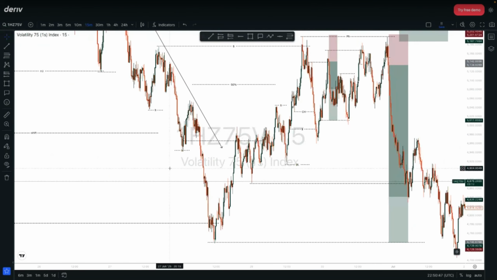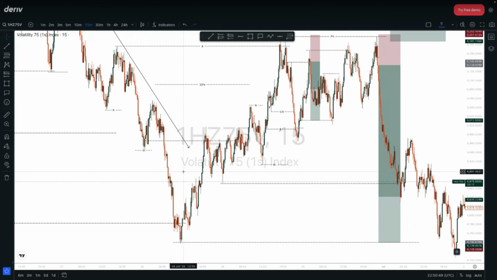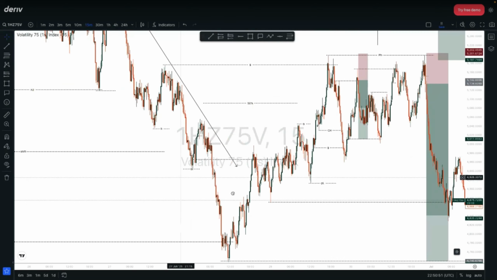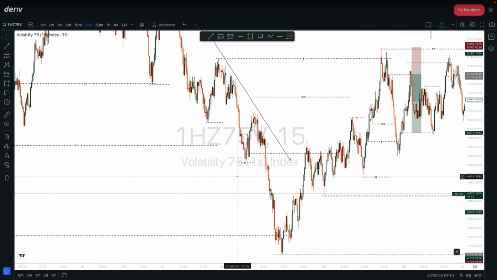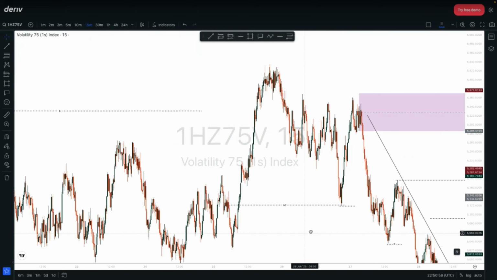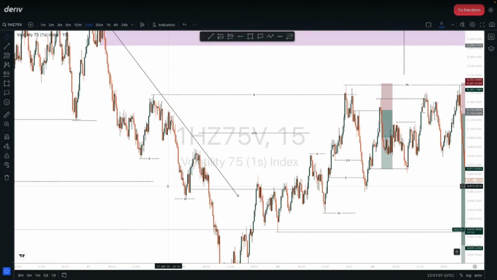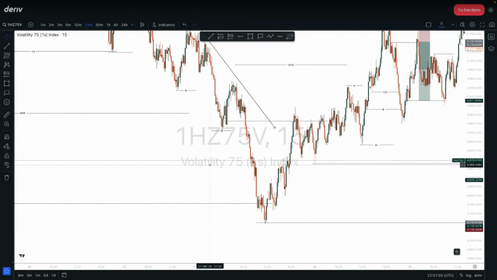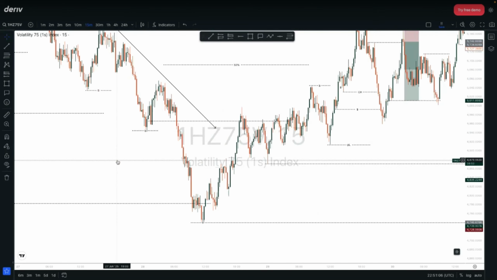Oftentimes it is best to stay out of reversals, but I won't lie, sometimes there is a very large extension and you know that definitely there is going to be a reversal. But how do you spot a reversal? Now, if you have understood everything that I've been teaching you, then you know that there is something that we call internal structure, especially when you go down to the lower time frame.